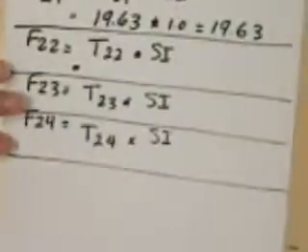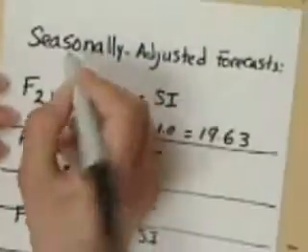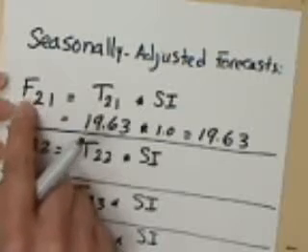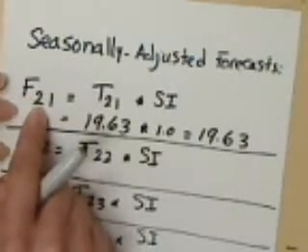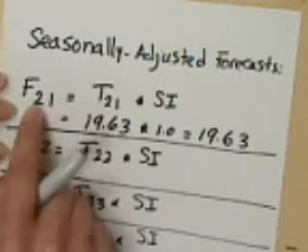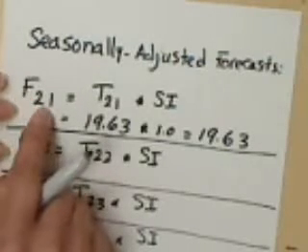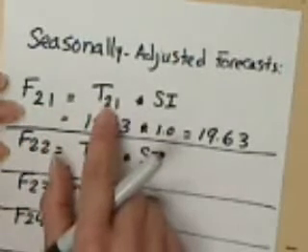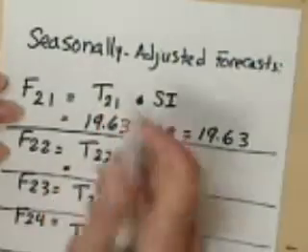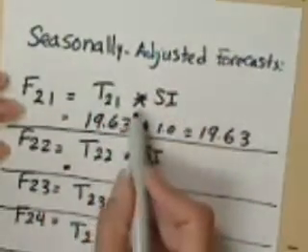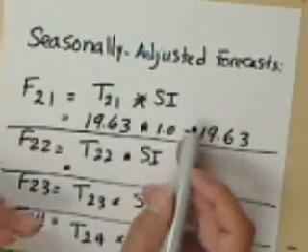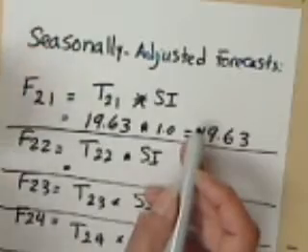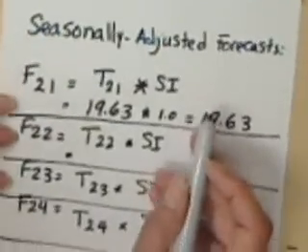Okay, so let's go ahead and do that. Here's my seasonally adjusted forecasts. My F21, now this is F for forecast, this is the full forecast, adjusted for seasonality and trend and everything. How do we compute that? Our forecast for period 21, which is Q1 of year 6, would be the trend forecast from that period times the seasonal index. We divided to deseasonalize, now we multiply to re-seasonalize, to put a little season back into our analysis.